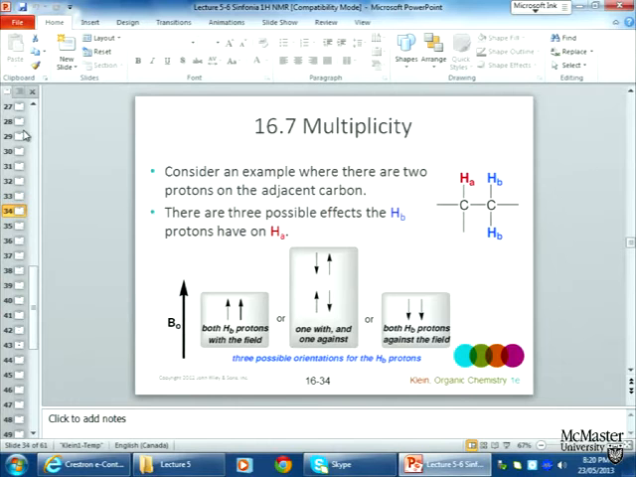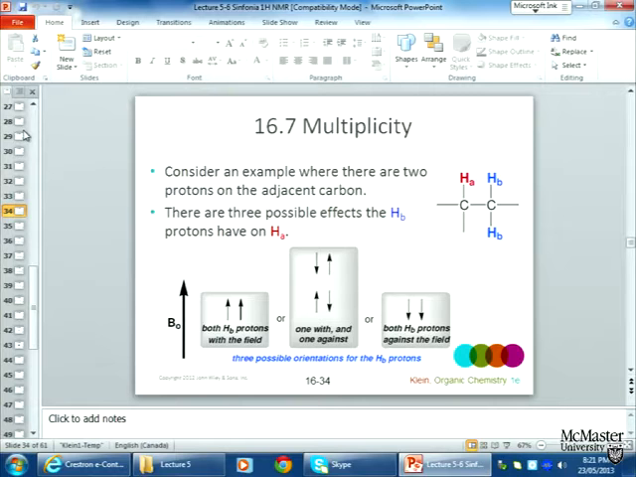Okay. 2 protons on the adjacent carbon. Here we go. HA. I sit at HA, and I have 2 neighbors. So what are the possibilities? In some molecules, both the neighbors are up. In some molecules, both are down. Then there's up, down. And there's also down, up. There are 4 possible permutations.